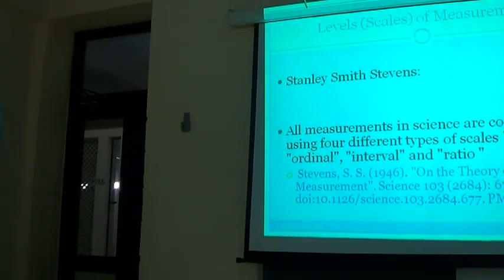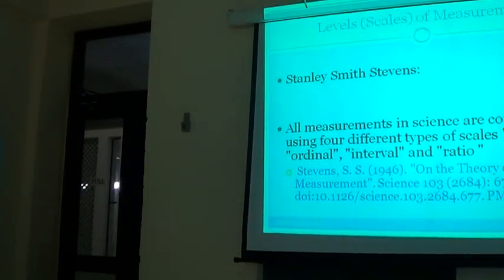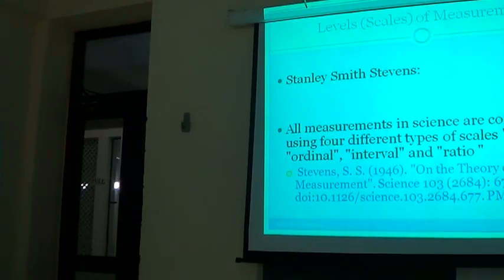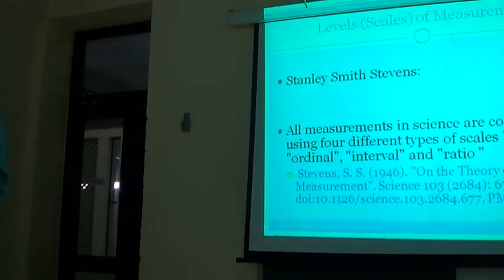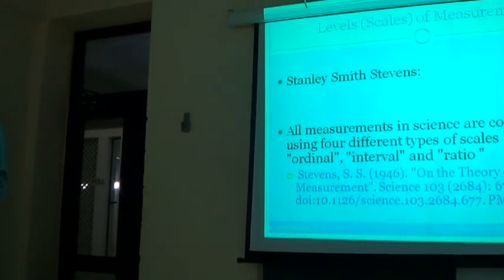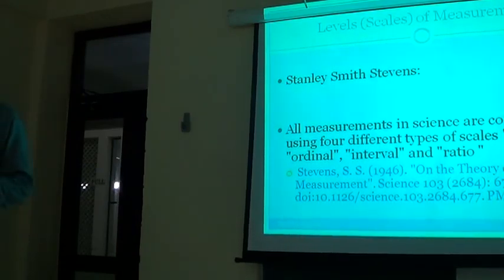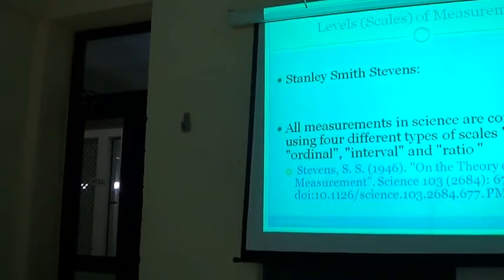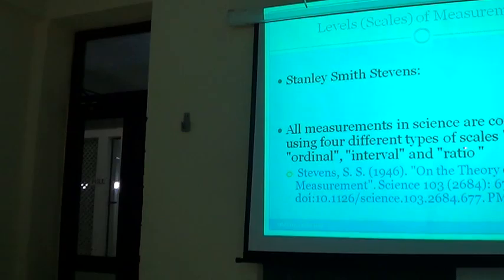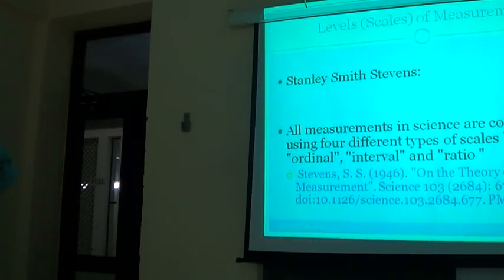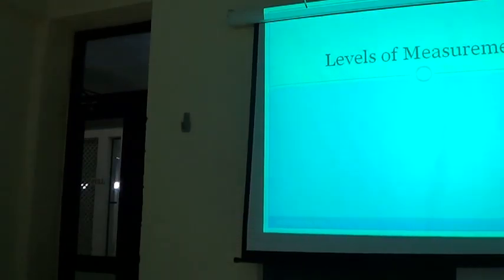For example, the height of a person is 100 centimeters, that is absolute. Whatever way you are measuring, it is absolutely 100, for example. Okay? And then comes the ratio. So if you come from below, that means you are losing the accuracy, in fact. Okay? So you are losing the level of measurement.